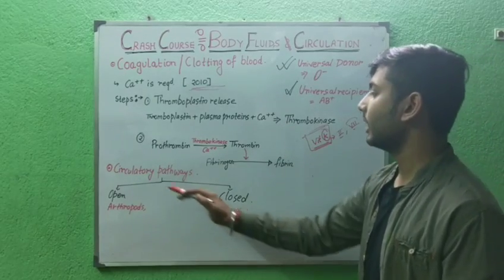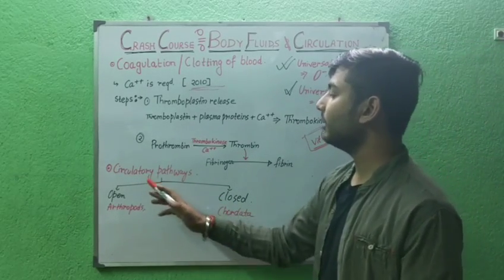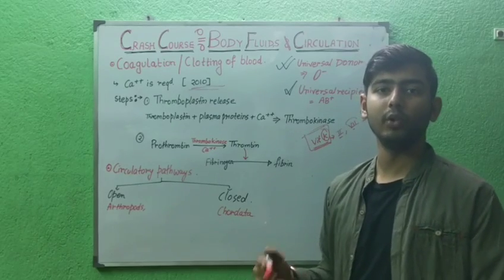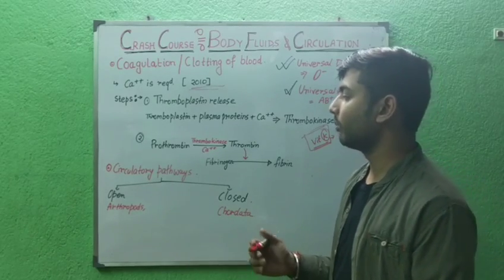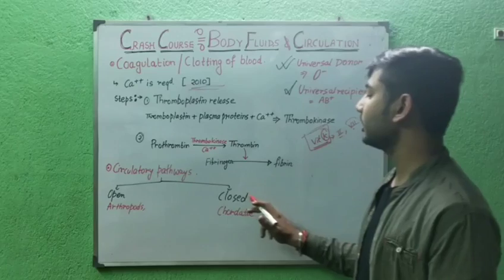Fine. Now, circulatory pathways. There is the circulatory system, how the blood flows in our body. It is open circulatory system and closed.